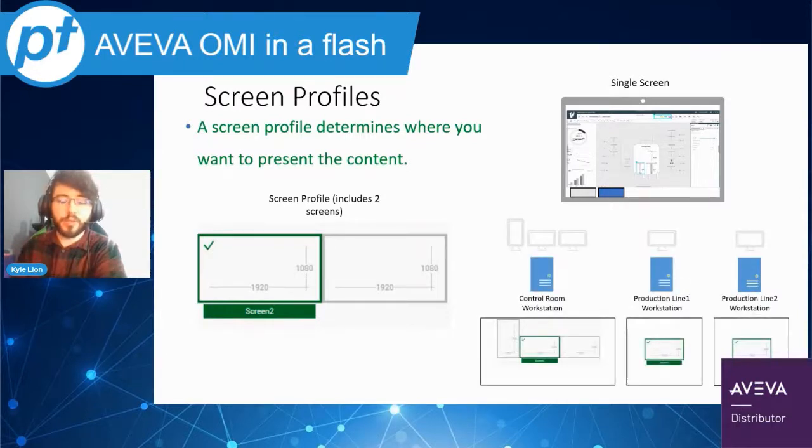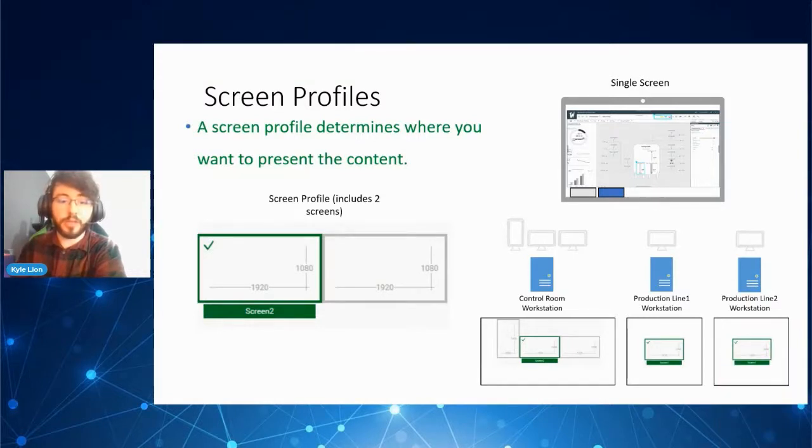So in these examples on the side, you can see that we've got one set of screen profiles that can then be swapped around if the client doesn't have as many screens. So you can see the control room has 3 screens, the production lines have 1 screen. That content is still there. It just is able to be navigated through Alt-Tab.